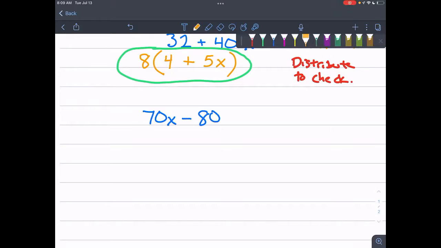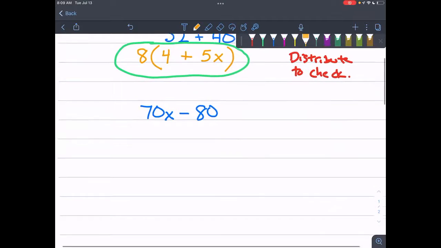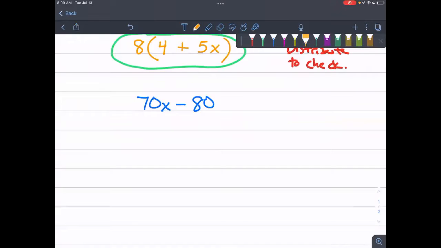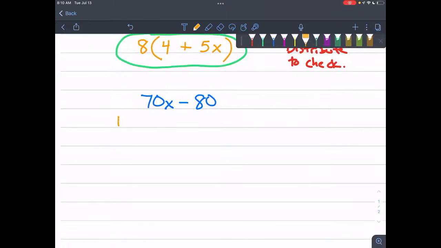70x minus 80. Same instructions, we're trying to factor this. So we want something that goes into both of those that we can take out. Anytime you've got numbers that end in 0, then that means 10's a factor. So 10 is a factor of both of these we can take out. They're even. Let me show you what happens if you don't take out the largest. Let's say we took out 2, because they are both even.